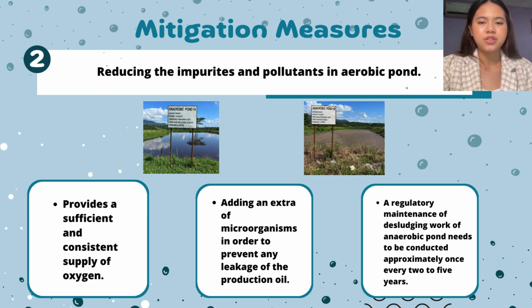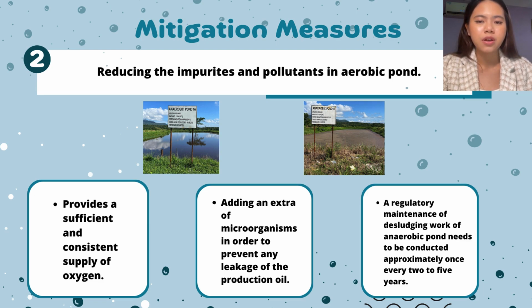The second mitigation measure is reducing the impurities and pollutants in the aerobic pond. In an aeration system, the aerobic treatment process provides a sufficient and consistent supply of oxygen, resulting in fast, affordable, and effective treatment of wastewater. It has been shown on the site project that aerobic treatment at controlled temperatures maximizes the purification of pollutants from POME and improves treatment efficacy.